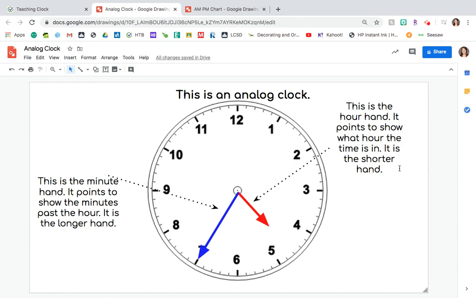All right, so we have already talked about telling time to the hour and half hour. We talked about telling time to the 5 minutes. Now we're going to get a little bit more specific with it and use the term AM or the term PM to be able to tell, is that a morning time or an evening time?